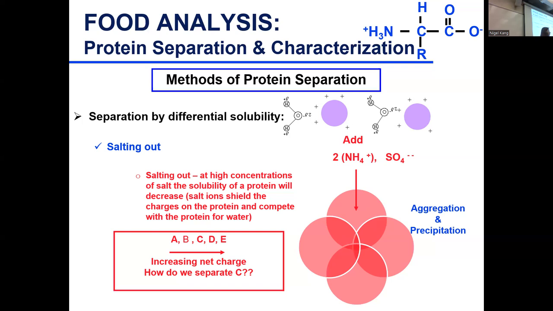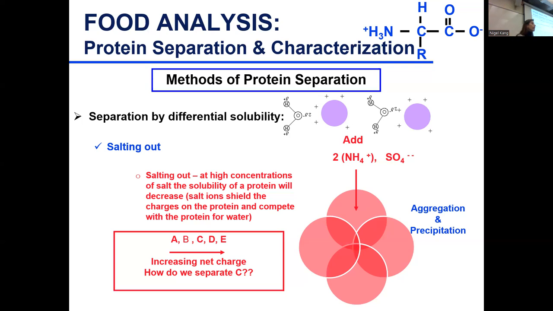So imagine it is 0.3. I don't want to talk based on numbers, but if I add that salt concentration that precipitates these two, but not the rest, then I separate A and B. And what I have still soluble are C, D, and E. Okay? And from there, now I have a solution that has C, D, and E.